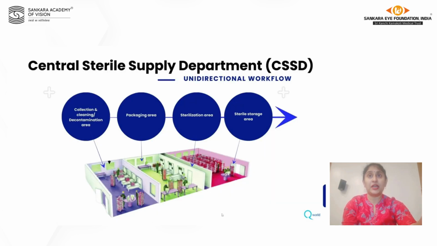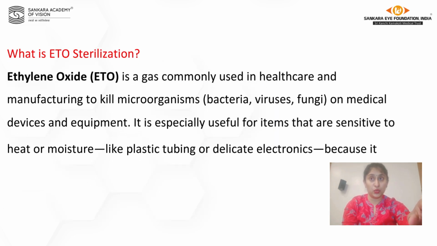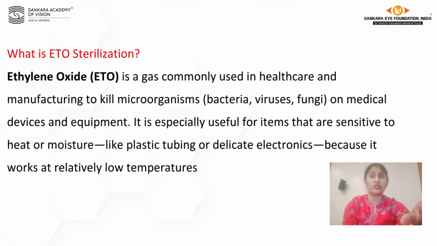It happens in the CSSD department within the healthcare facility, responsible for cleaning, disinfecting, sterilizing, and distributing the medical equipment. It ensures all the items used in patient care are sterile, preventing the risk of hospital-acquired infections. It is a unidirectional flow department, which mainly involves collection, cleaning and decontamination area, packaging area, sterilization area, and sterile storage area.